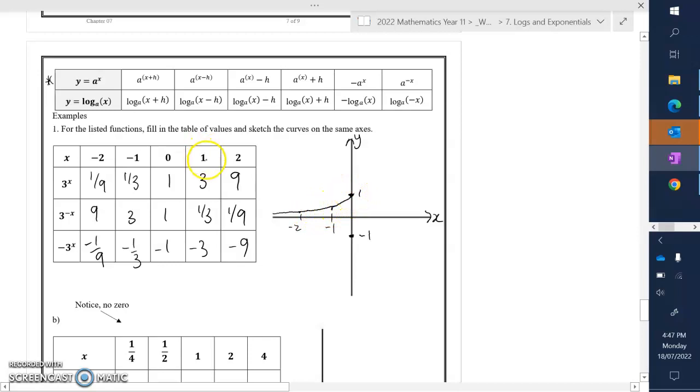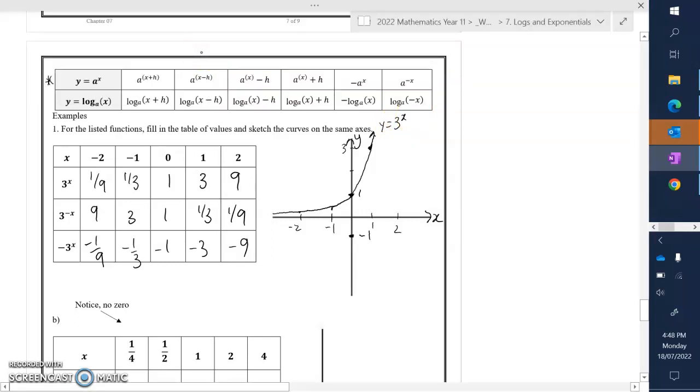Okay. When I move to 1, over here, I'm going to be at 3. So I'm going to pop a 3 on my scale up here. So we're getting steep already. I'm way up here. And by the time I get to 2, I'm going to have shot off my graph, so I'm not going to pop that on there. So that's my first one, that's my y equals 3 to the x. Okay, I'll change colours and we'll have a look at the other one.